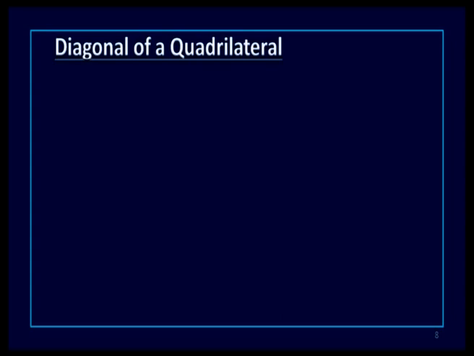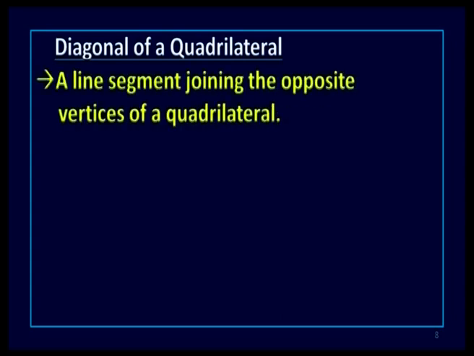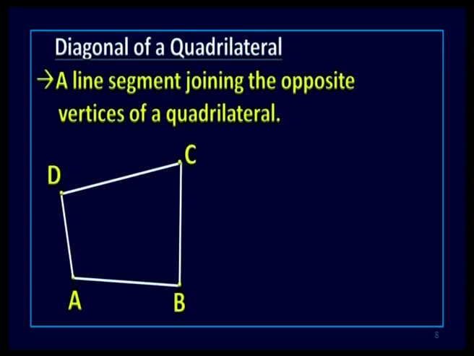Okay, let us understand what is the diagonal of a quadrilateral. A line segment joining the opposite vertices of a quadrilateral is called a diagonal. Children, here I am taking a quadrilateral ABCD. For A, the opposite vertex is C. So when I join these with a line segment, I get a diagonal.